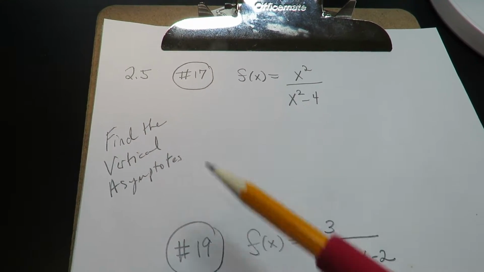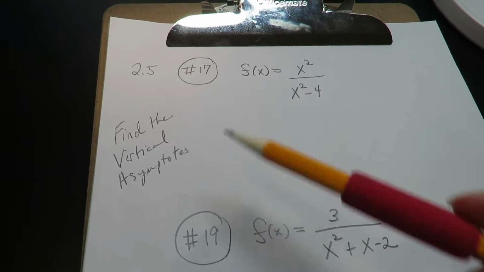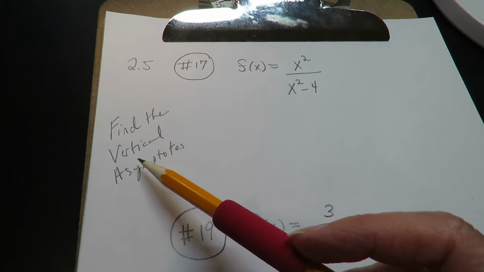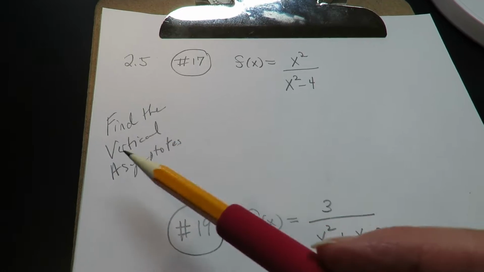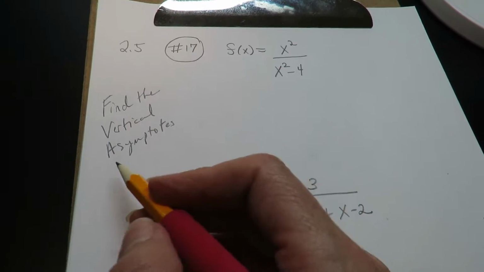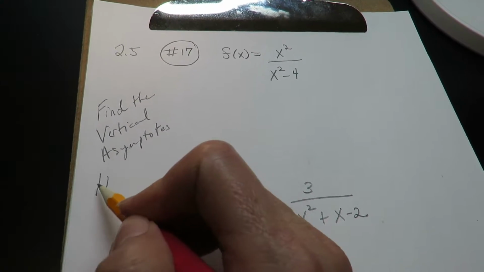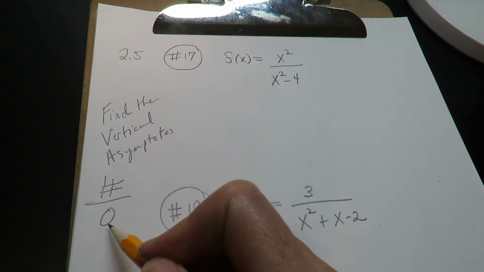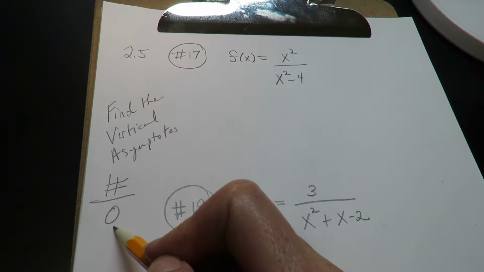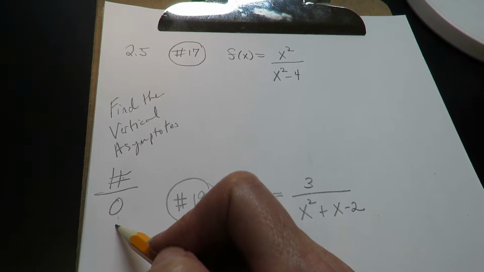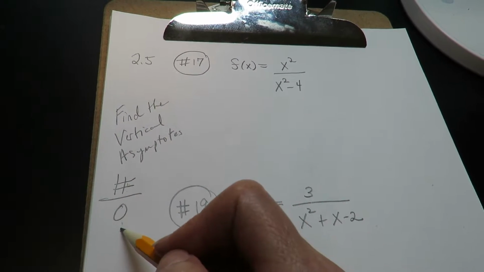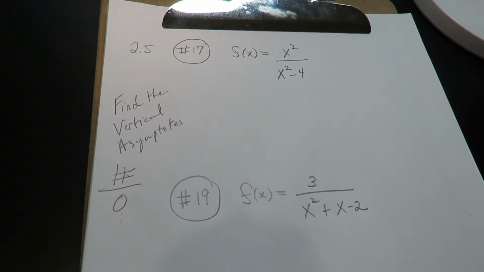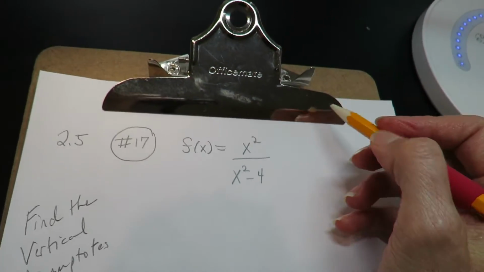I'm going to go over 17 and 19. So 17 and 19 want us to find the vertical asymptotes. How you find the vertical asymptotes is when you have a fraction and you have a non-zero over zero. So a non-zero over zero is what makes the vertical asymptotes, okay? That means that you have a domain restriction in the function.